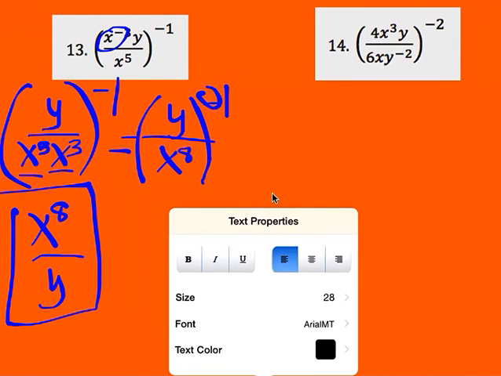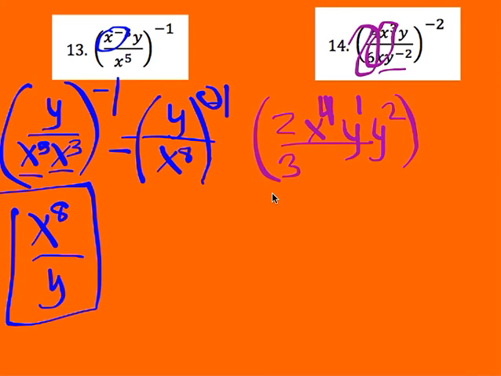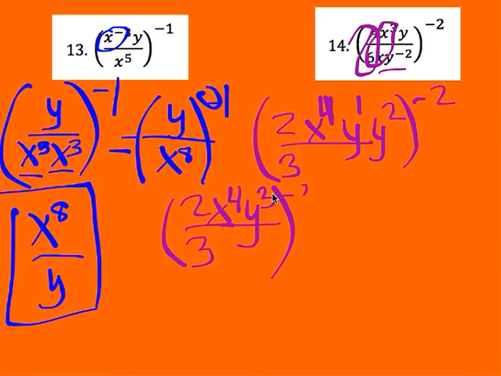So 4 divided by 6. In 4 divided by 6, they're both divisible by 2. So that's going to end up giving me the fraction 2/3. X cubed divided by x to the first is going to give me x to the fourth. Okay, then I'm going to have y to the first, and I'm also going to take this y to the -2 and flip that up top. And all of that is going to be raised to the -2 power. So then I'm going to get 2/3 x to the fourth, and then y to the first times y squared is going to give me y to the third. And that's to the -2 power.